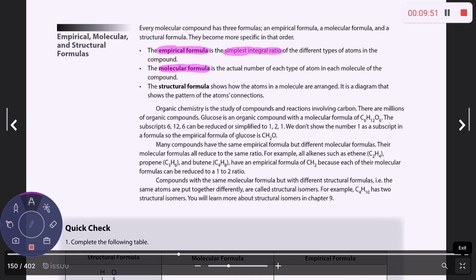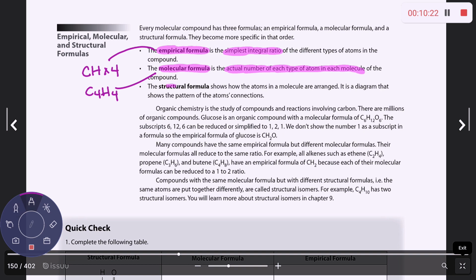Okay, now sometimes the molecular formula is the same as the empirical formula. The molecular formula is the actual number of each type of atom that's in that molecule. So let me give you an example. An example of an empirical formula would be something like CH. Okay? If I take CH and I multiply it by 4, I'll get C4H4. That would be an example of a molecular formula because it's a multiple of the empirical, okay?